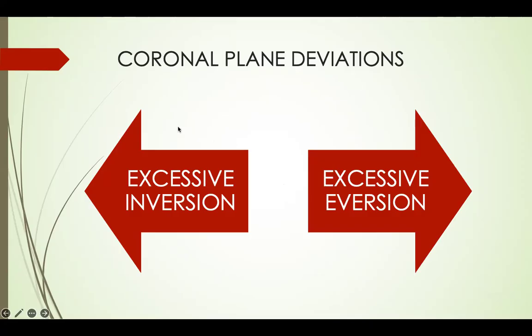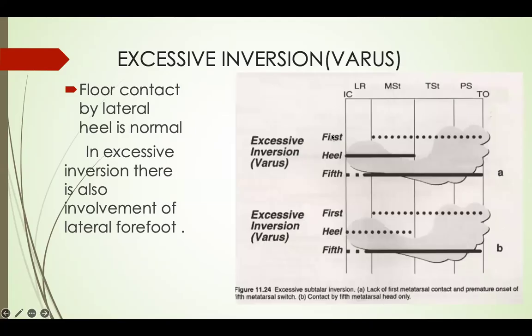Now the coronal. We have read about the sagittal plane deviations. Now coronal plane deviations can be excessive eversion and excessive inversion. Normally, we have read that there is eversion when the foot first comes in contact with the ground during the loading response. Excessive inversion or varus. Floor contact by the lateral heel is normal. In excessive inversion, there is also involvement of the lateral foot.